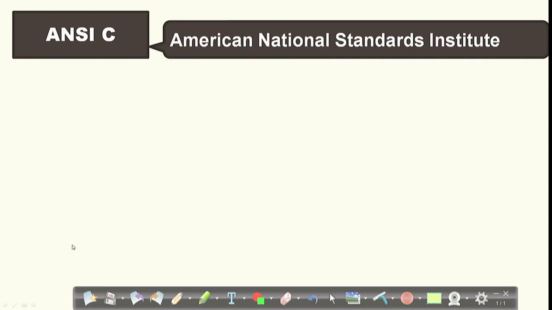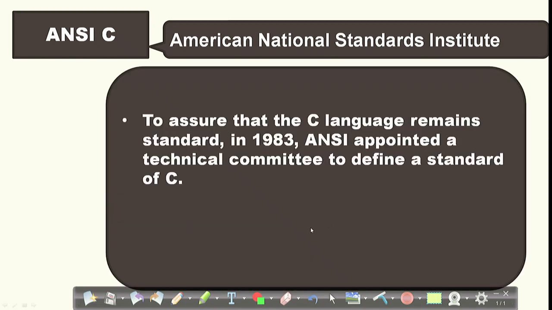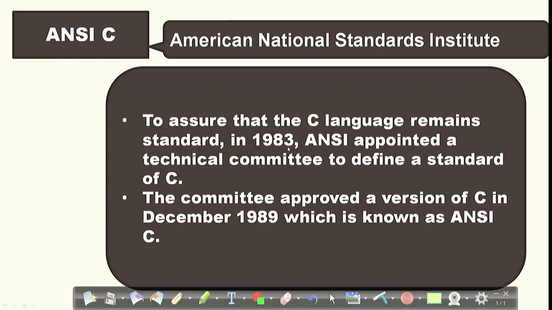ANSI is an organization, the American National Standards Institute. To ensure that the C language remained a standard, in 1983 ANSI appointed a technical committee to define a specific standard of C. The committee approved the version of C in December 1989, and that is known as ANSI C.